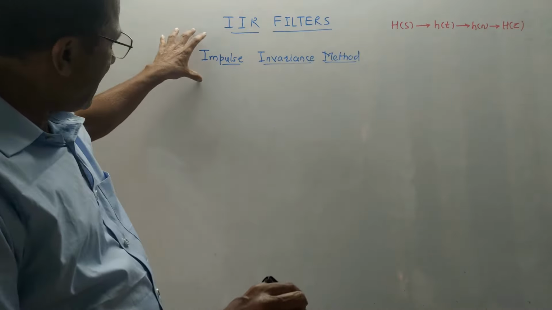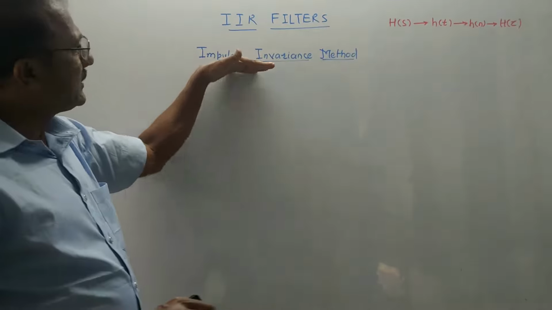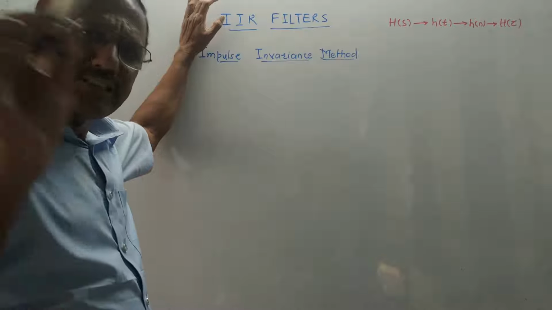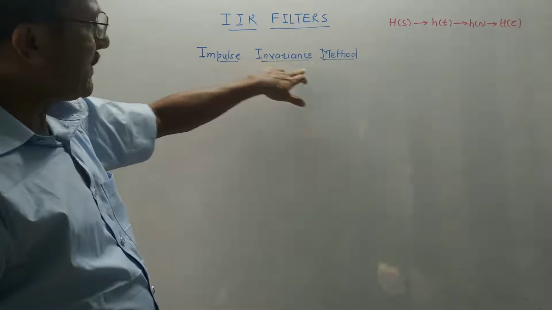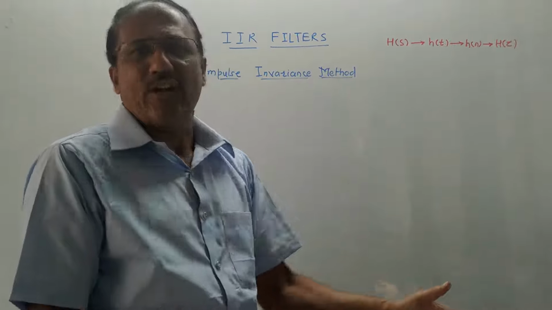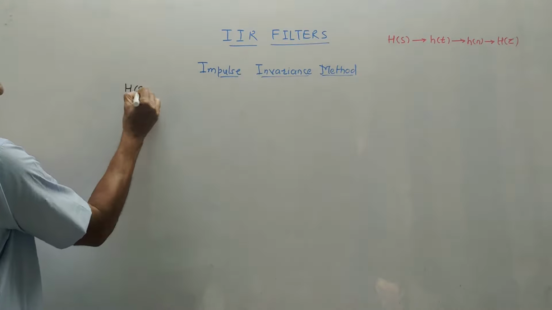Now, first part is impulse invariance method. This is one of the methods which is used to design IIR filters. IIR stands for infinite impulse response. So first is impulse invariance method. What are we supposed to do in this method? Already someone has designed an analog filter. That means the equation of H of S is available.